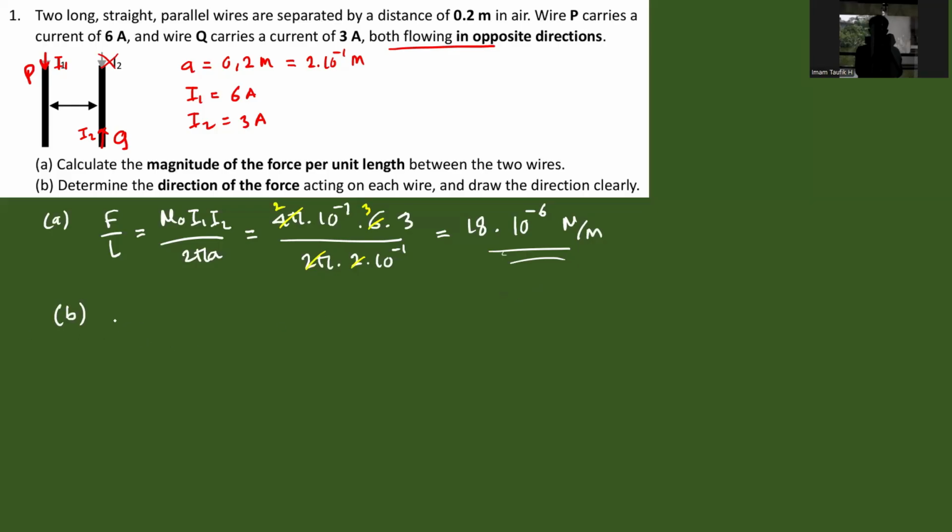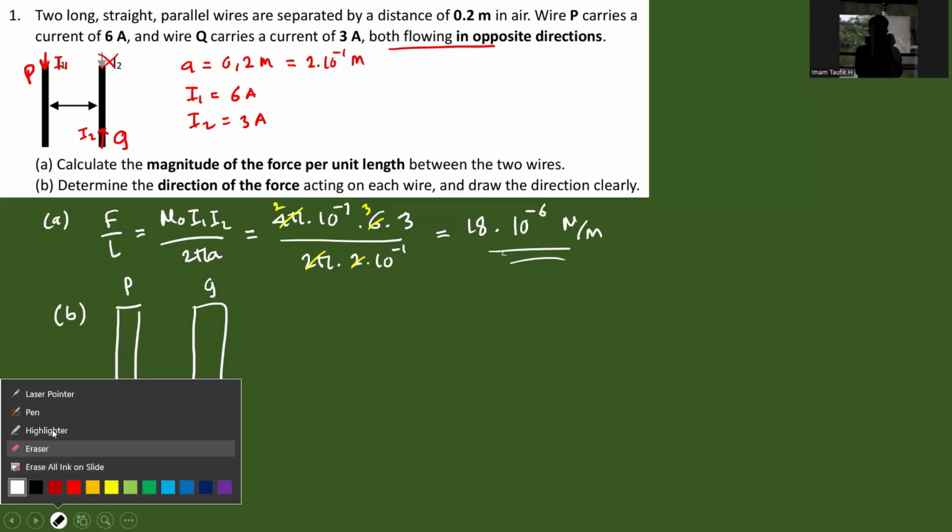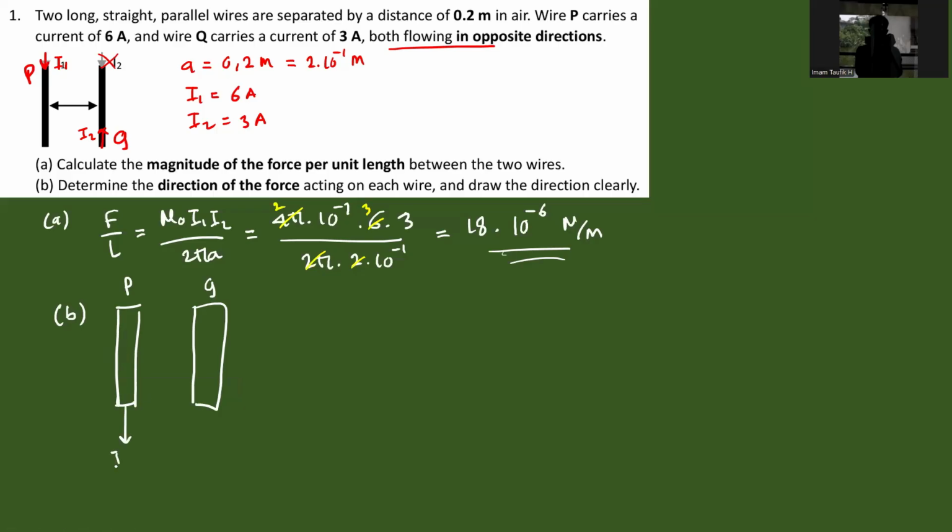Okay, for point B, we have to determine the direction of the force acting on each wire and draw the direction clearly. Firstly, we can redraw the wires. We have these two wires, this is P, this is Q. For P, the current is directed downward. This is I1. I guess we can change the illustration like this. This is I1, and I2 is directed upward.